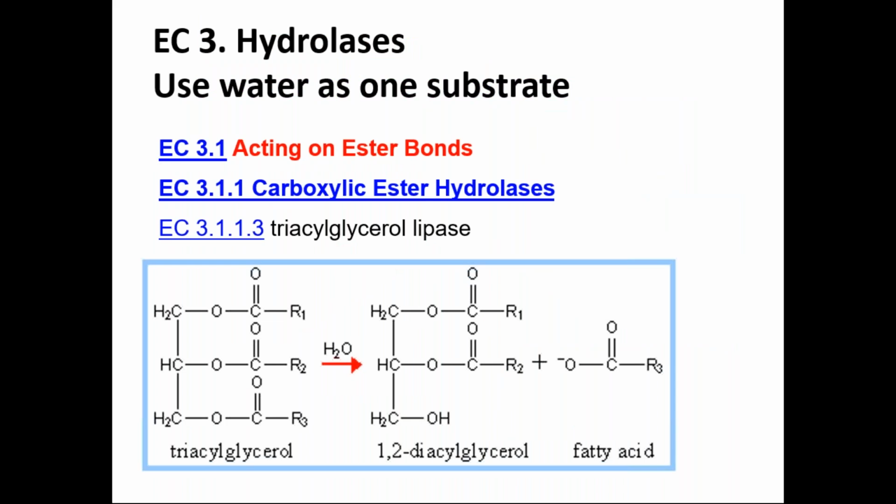So if we look at the hydrolases, which use water as one of the substrates, you see the EC number for hydrolases is 3. So 3.1 is acting on ester bonds, 3.1.1 is carboxylester hydrolase, and 3.1.1.3 is triacylglycerol lipase. That means this is a lipase which breaks down the TAGs, or the fats and oils, in the presence of water to give you 1,2-diacylglycerol and fatty acid.